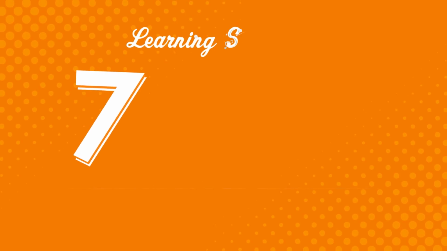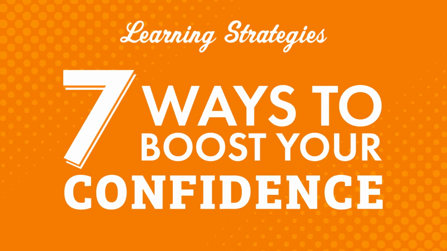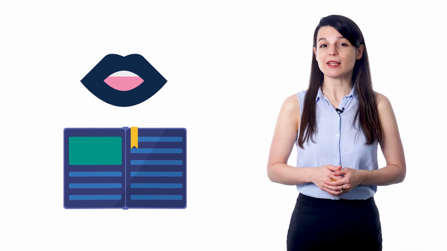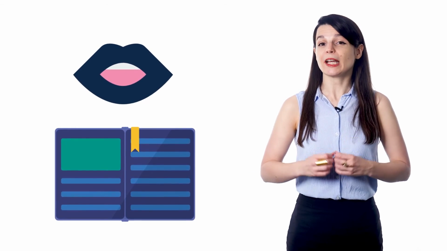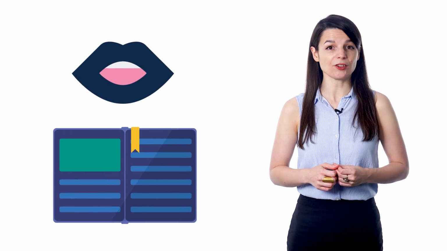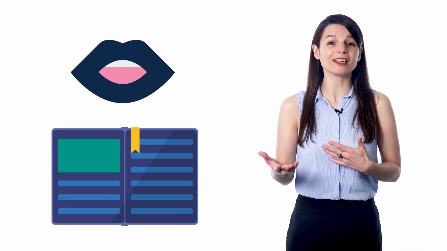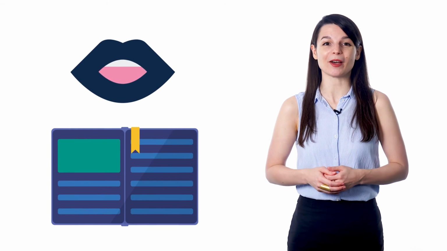In this video, you'll learn 7 ways to boost your confidence. 1. Read out loud. This might seem pretty basic, but it's a great way to practice speaking. Reading aloud lets you practice speaking without having to think about grammar or things to talk about. Reading out loud lets you focus on your pronunciation and the rhythm of the language. It can help you learn to speak more smoothly and quickly, without even thinking about it.